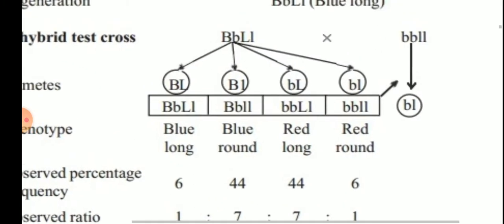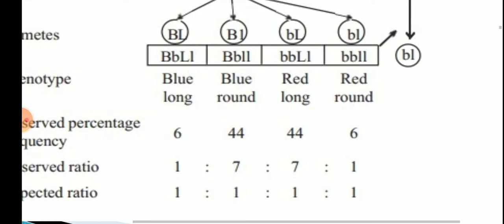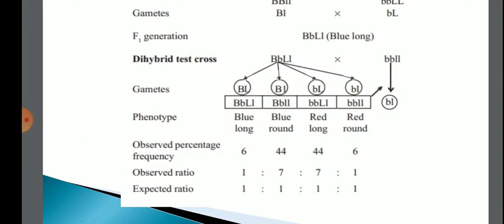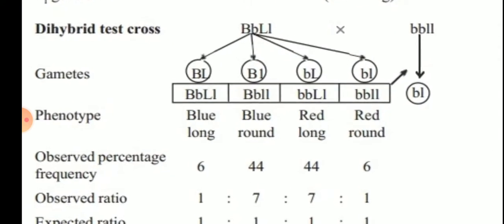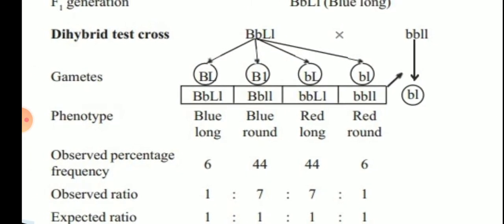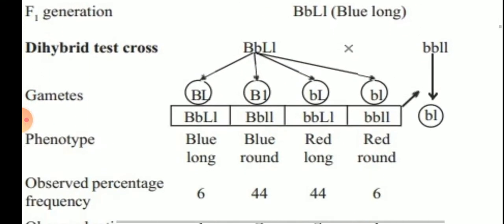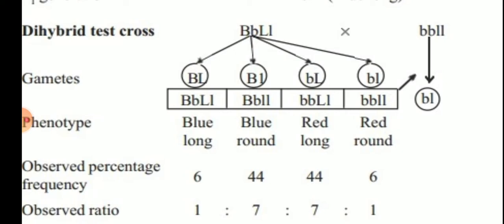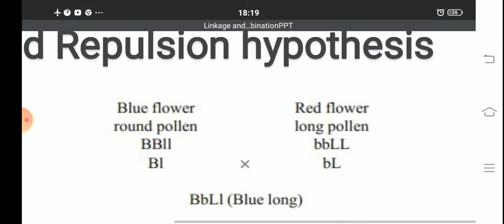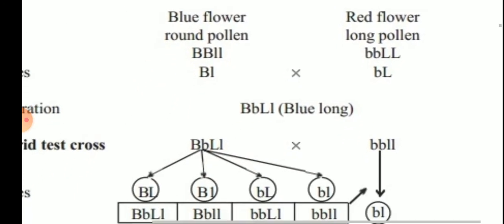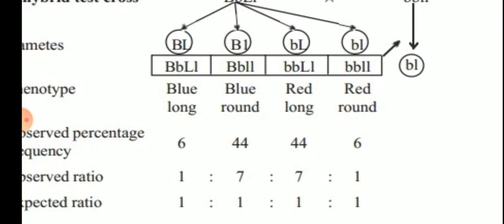What we observed here was 1:7:7:1 instead of 1:1:1:1. Here we can observe that the 7 ratio is for the parental combinations: blue flower with rounded pollen, and red flower with long pollen, as in the original parents. The 1 ratio is for the new combinations, that is blue with long pollen, and red with rounded pollen.